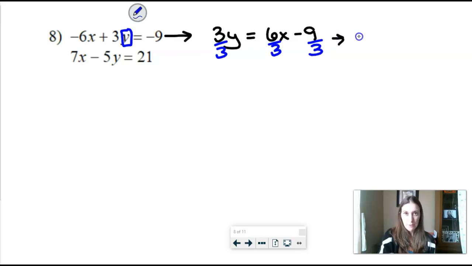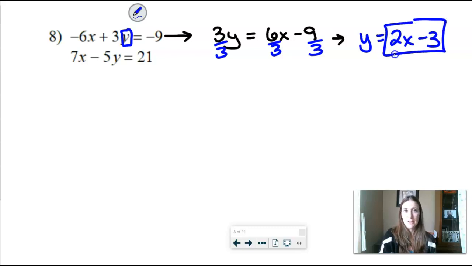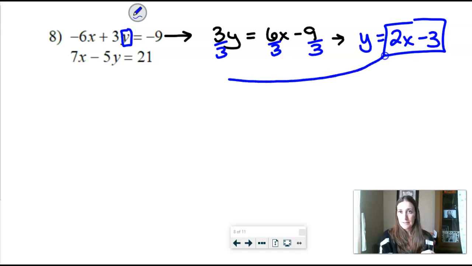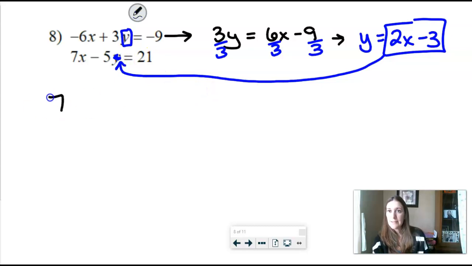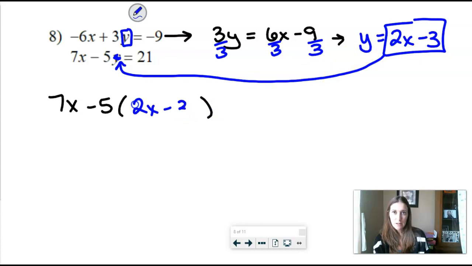Alright, so this blue equation, I'm going to call it, is now y equals 2x minus 3. So this is where the substitution comes in. I have a better way to say y. It's 2x minus 3. And I'm going to substitute him in for the other y in the problem. So forget that. This now says 7x minus 5 times my y, which is 2x minus 3, equals 21.